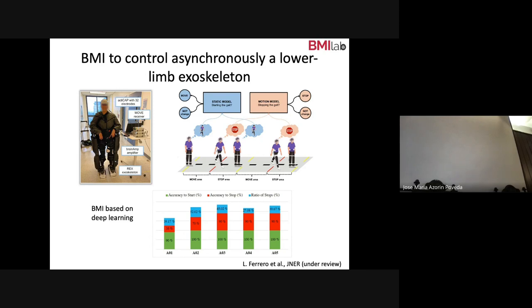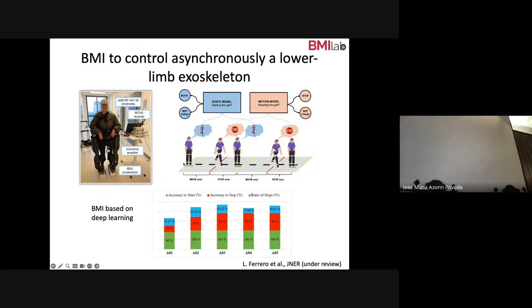So starting the gait and stopping the gait are different mental tasks, okay? But it's easier for the patient, because the person cannot be all the time thinking, I'm moving my leg. So in this case, we implemented a different protocol.